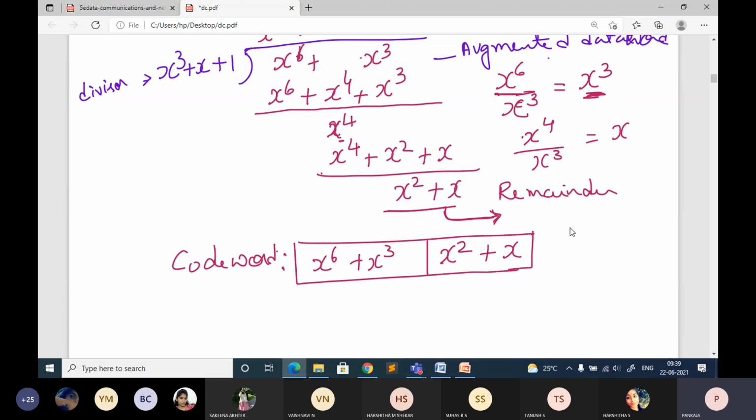Am I audible? Yes, ma'am. Yes, what is the binary value of this? Previously I showed how to convert binary to polynomial. Now you tell me how to convert this into binary.